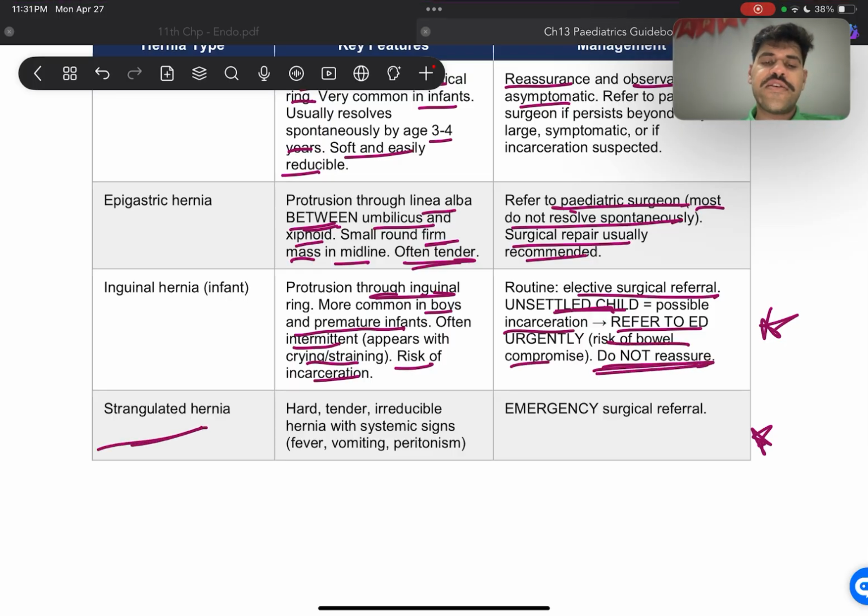Same thing for strangulated hernia. It is hard, tender, irreducible. All right, it is irreducible. Important. It's an irreducible hernia with systemic signs such as fever, vomiting, peritonism, and it's an emergency surgery referral. So we just send them to the surgery department.